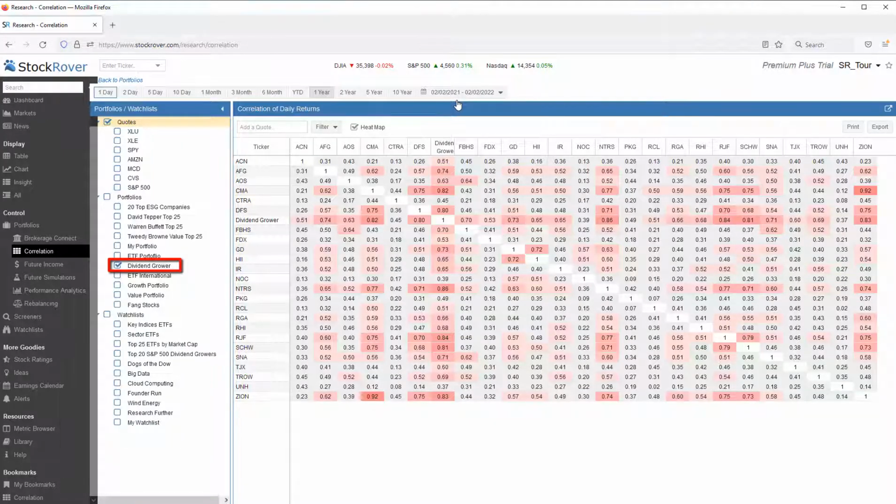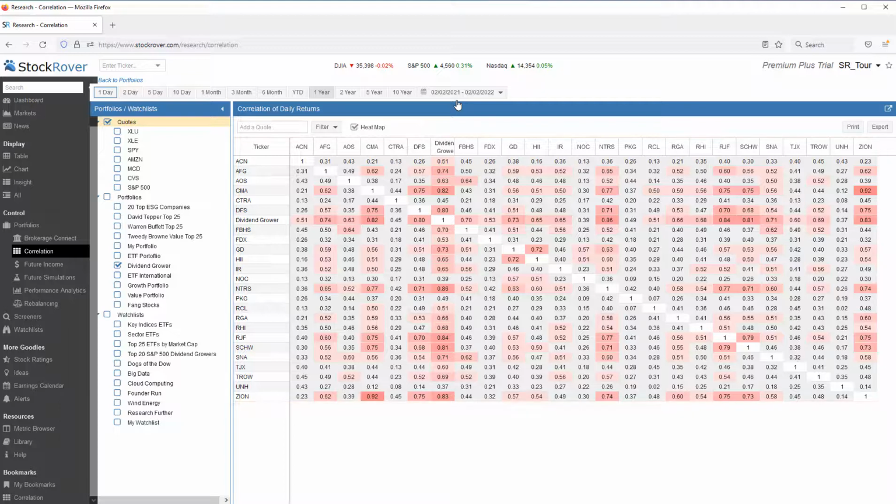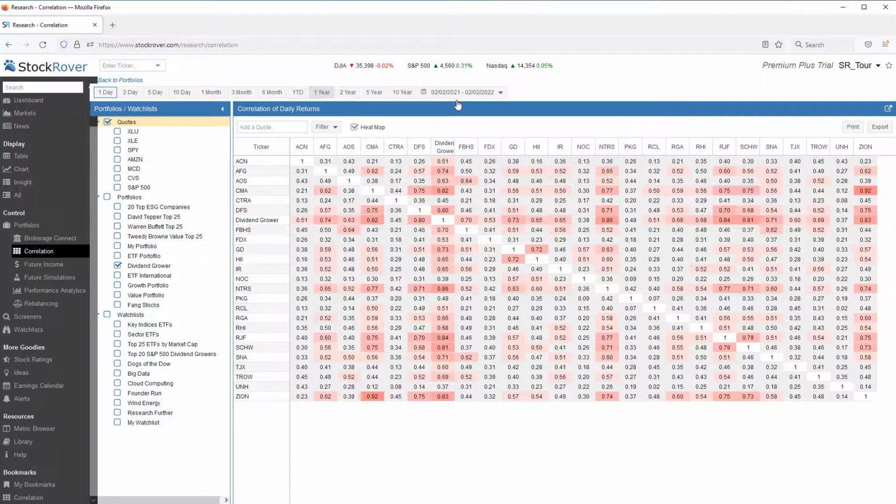We have selected the dividend grower portfolio. The grid displays the stocks from that portfolio, as well as the dividend grower portfolio itself. You can select additional tickers, portfolios, or watch lists to include in the grid. It's simply a matter of checking the boxes in the navigation pane or via Add a Quote.